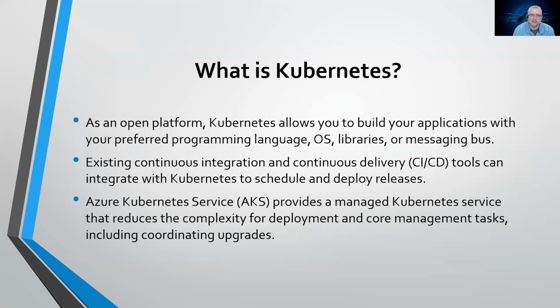The other piece is continuous integration and continuous deployment tools, right? You can integrate those into Kubernetes. Azure has their own mix, which is Azure DevOps. They have a CI pipeline service that you can use that ties into this, and you can integrate GitHub, or you could use something like Jenkins that would actually go in and talk to this. So there's a couple different options.